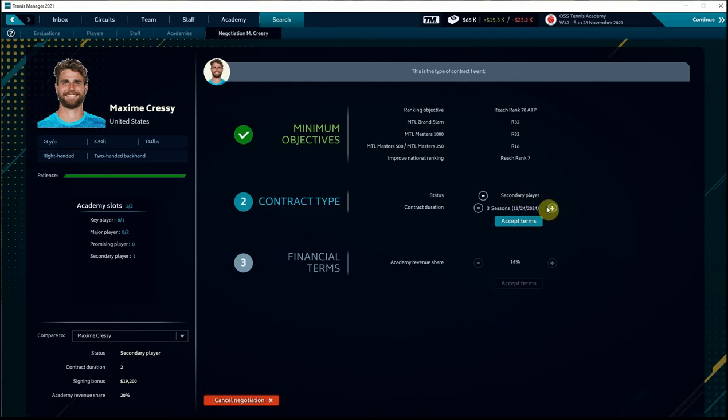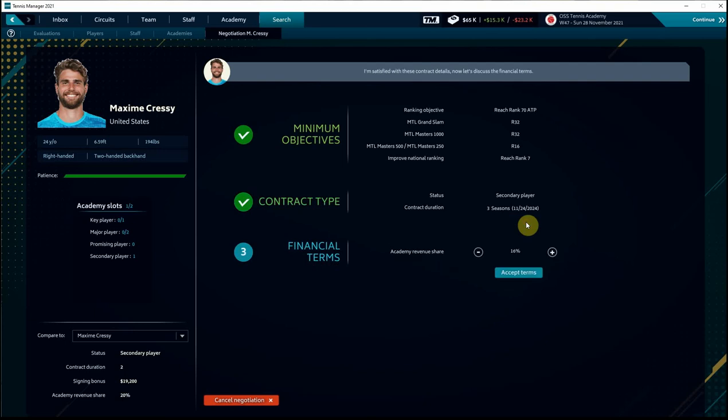He is looking for a three-year contract. That sounds good to us. We would like to continue collaborating with Maxime through his career. And then he's looking for our revenue share to drop down from the 20% it currently is to 16. He's pretty patient with us now since we've agreed to everything else. Let's see if he's willing to only go down to 19%.